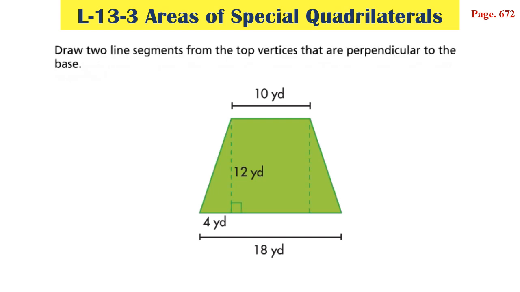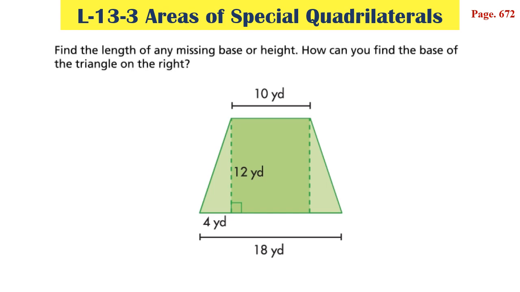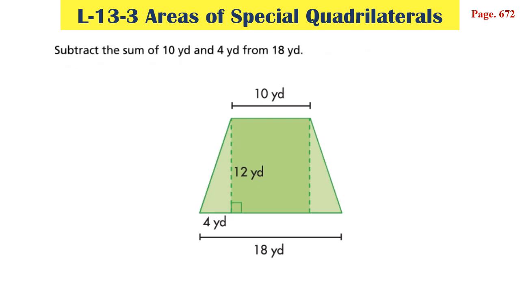Draw two line segments from the top vertices that are perpendicular to the base. Find the length of any missing base or height. How can you find the base of the triangle on the right? Subtract the sum of 10 yards and 4 yards from 18 yards.